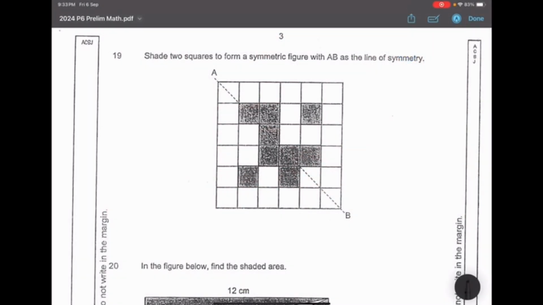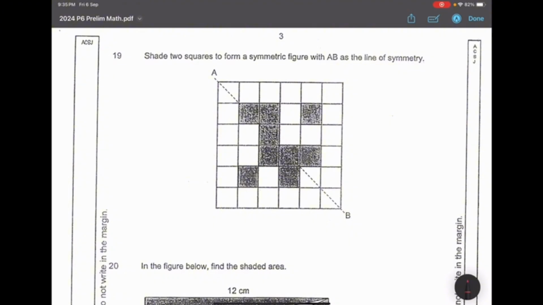Moving on to question 19. The question says, shade 2 squares to form a symmetric figure with AB as the line of symmetry. Now, what does symmetry mean? Symmetry means that whatever is on one side of the line, a mirror image must reflect on the other side of the line. If we look at line AB, some areas of this figure are not symmetric, and we need to shade 2 squares to make it symmetric.